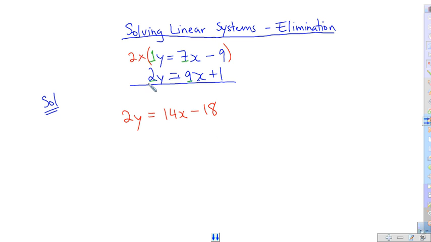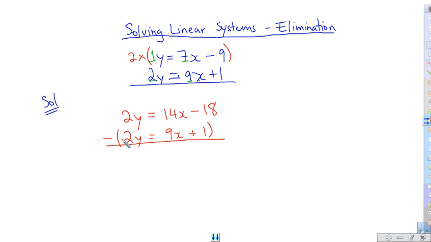The second equation, I don't have to multiply by anything because now I already have 2y, and this is already 2y. So I've achieved my goal. Now that the coefficients on the y are the same, I can go ahead with my elimination method just as before. In this case, I need to subtract because they're both positive. So 2y minus 2y will give me 0y. So I'm going to subtract the equations.